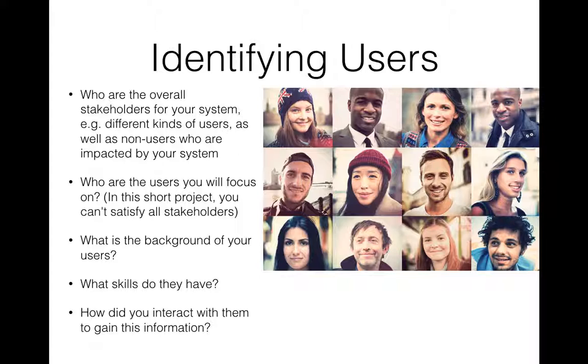Identifying users. You should have already started to identify users with your Milestone 1 as to who would actually be using the product or project that you are implementing, but you might still be narrowing that down. Some things to consider: who are the overall stakeholders for your system? What kind of different users will be affected or impacted by what you are implementing in this project? You need to focus on the background of your users. Are they varied? Is it very focused? Are there going to be multiple types of people that this could be useful for?